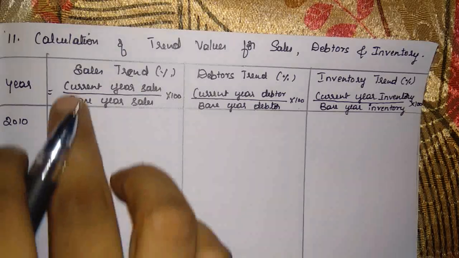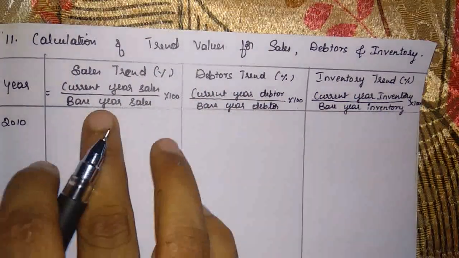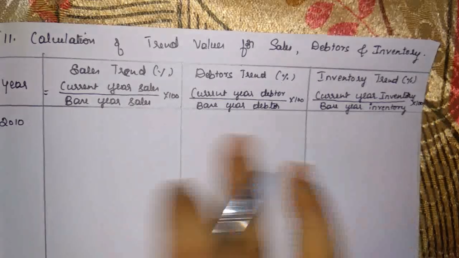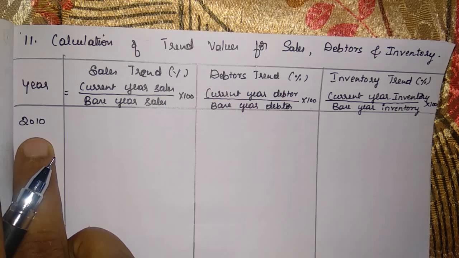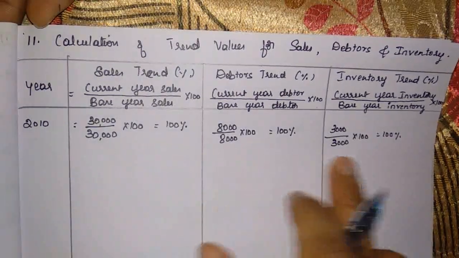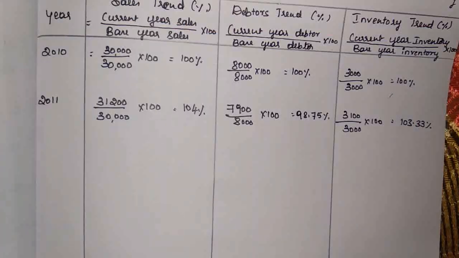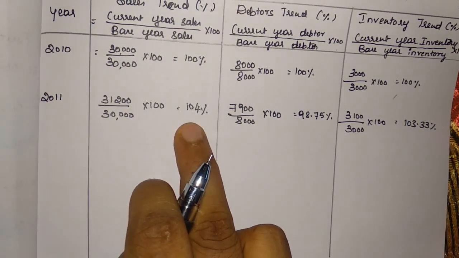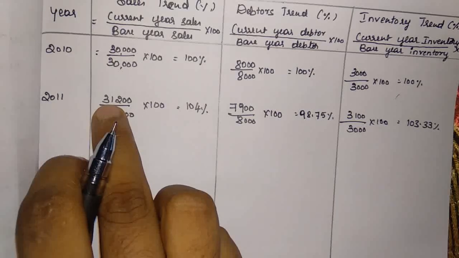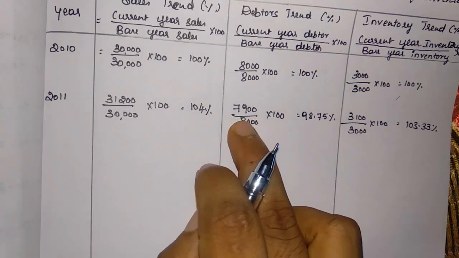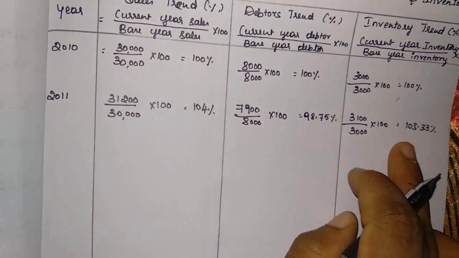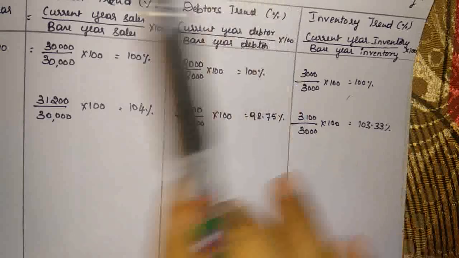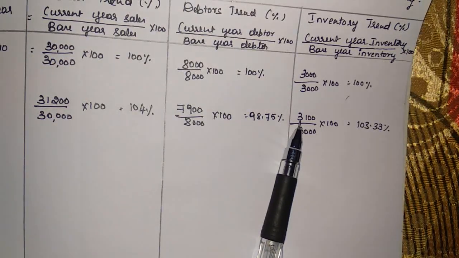Let's go for that. So 3 components are there: sales, debtors and inventory. So we have to calculate trend values for all 3. Earliest year we are taking as a base, that is 2010. So trend value of base year is always 100. In 2011, sales trend is 104% as sales of that year is 31,200. Debtors 7,900 and trend value is 98.75% because there is a reduction in debtors. Inventory trend is 103%. Inventory of that year is 3,100.